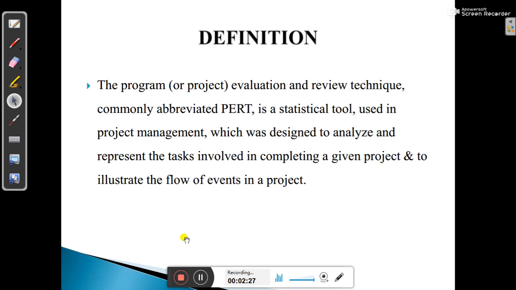So the abbreviation of Pert is program or project evaluation and review technique, commonly abbreviated as Pert. It is a statistical tool used in project management at the industry level, which was designed to analyze and represent the tasks involved in completing a given project and to illustrate the flow of events in a project.